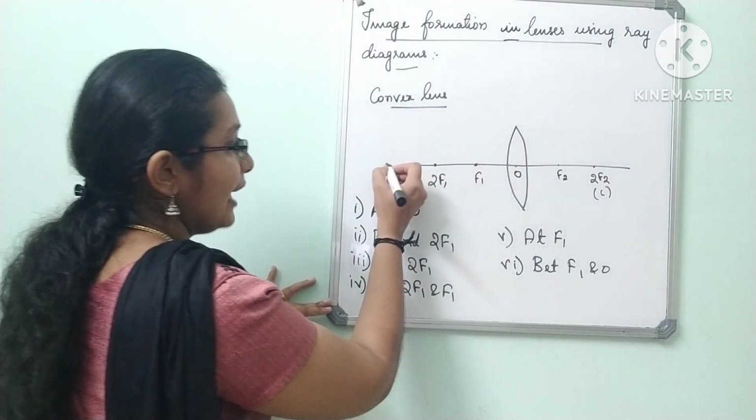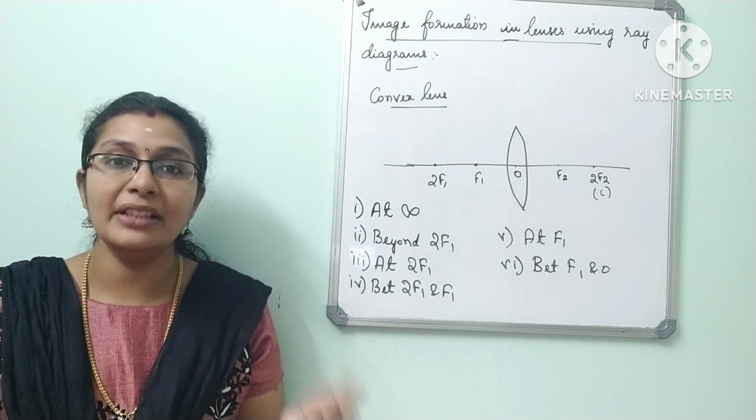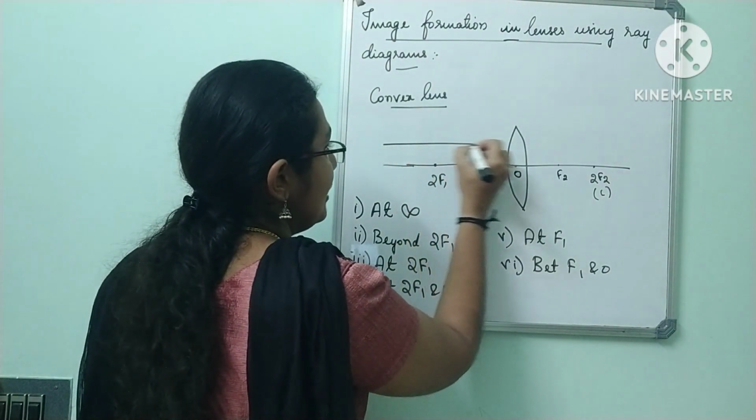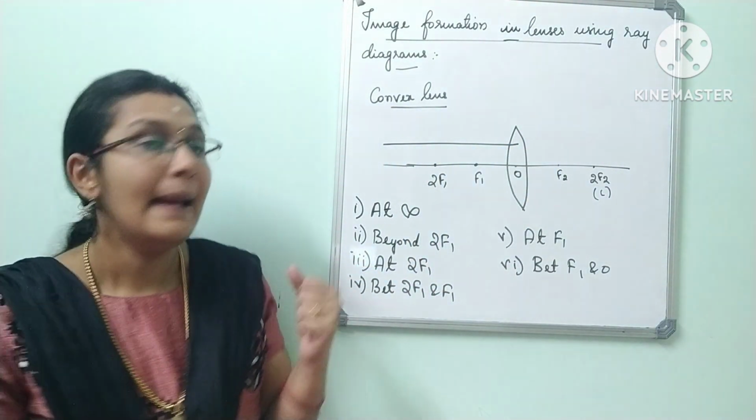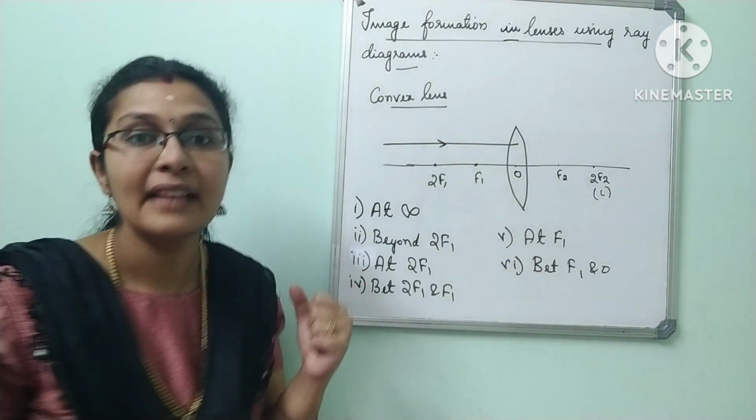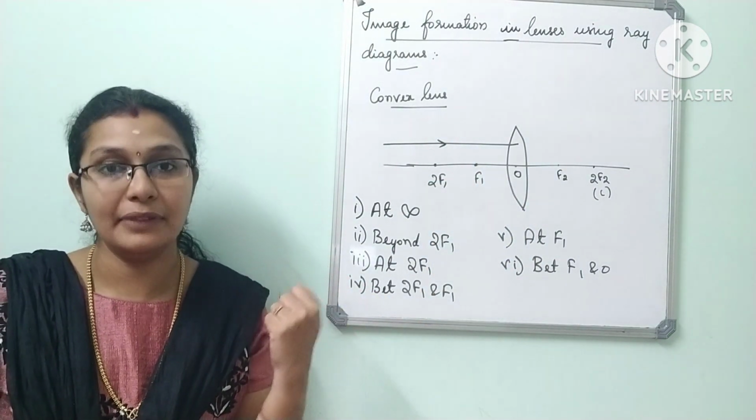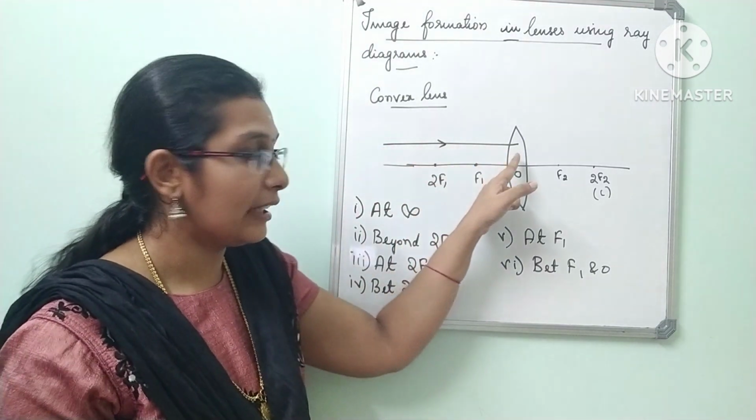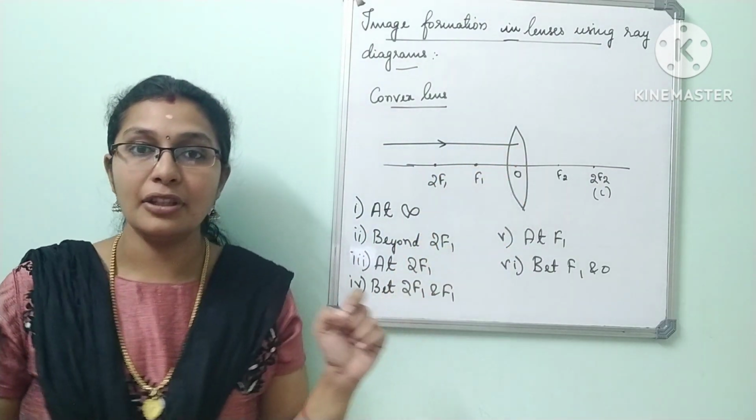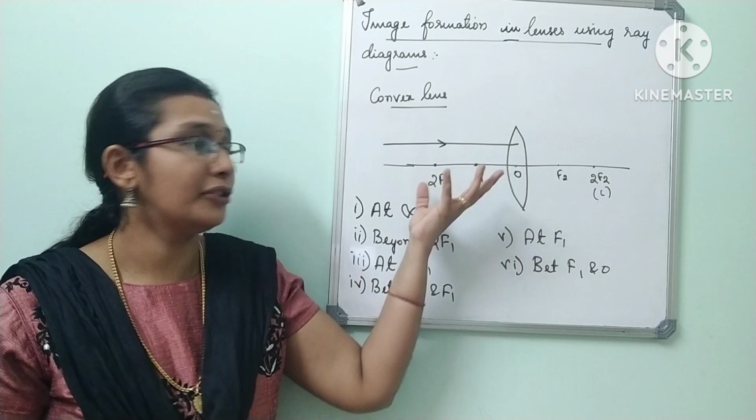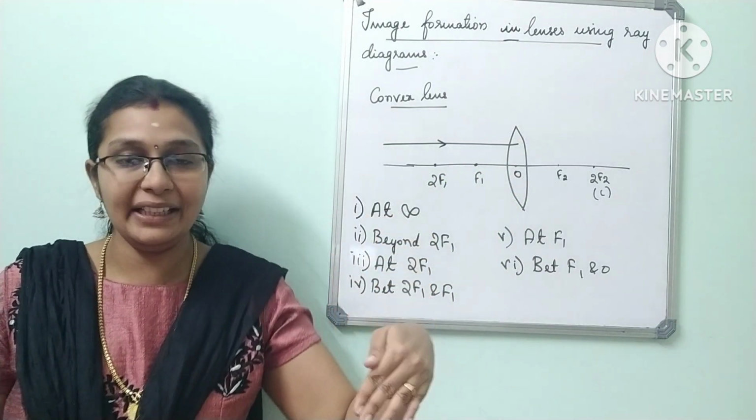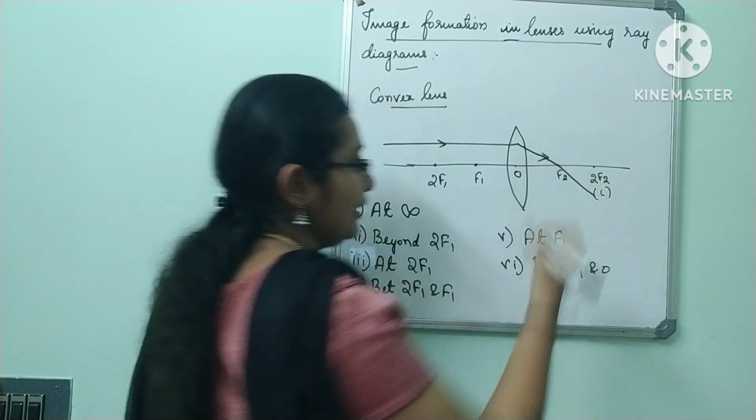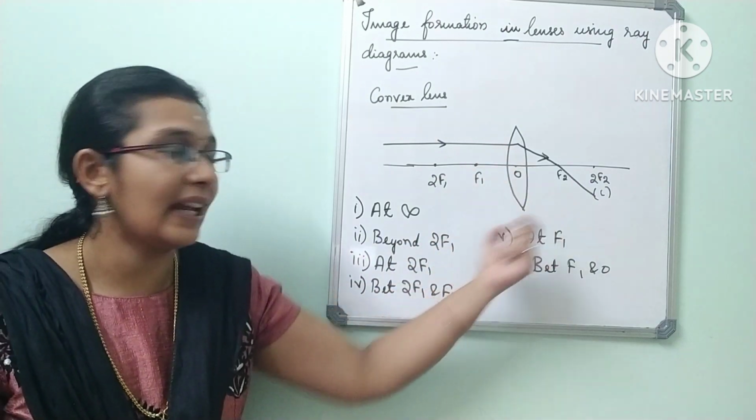At infinity, as I told you already, we will consider only what rays? Parallel rays. Yes or no? So what is our first rule? A ray parallel to the principal axis, after refraction, passes through the focus on the other side. Yes or no? So a ray parallel to the principal axis after refraction. Here, in order to show refraction, how will you denote it? By bending the ray. Yes or no? So after refraction it passes through the focus on the other side of the lens. Clear? So this is how your refracted rays come.